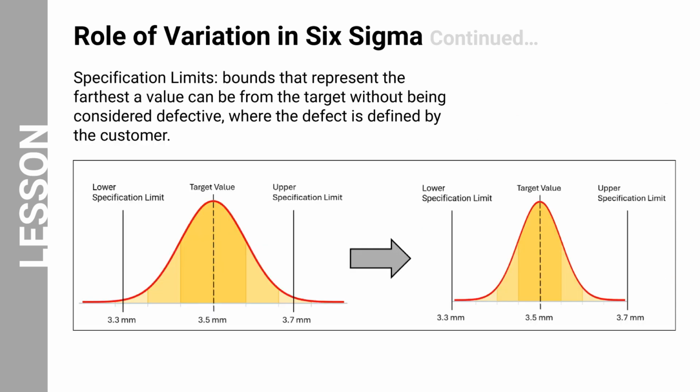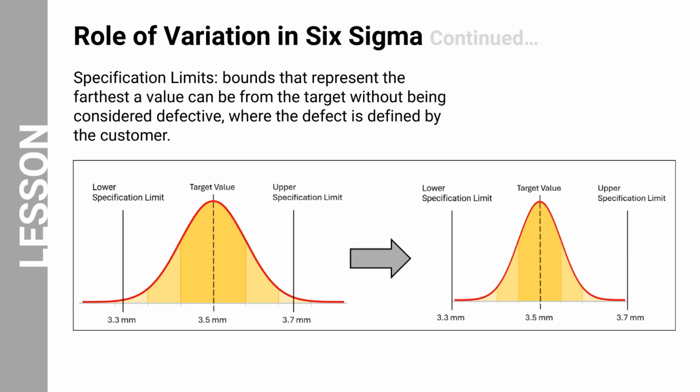Specification limits are bounds that represent the farthest a value can be from the target without being considered defective. Specification limits mark the point at which customers refuse to buy the product because it doesn't meet their requirements. For the car fender, the specification limits of the gap might be 0.2 millimeter larger and smaller than the 3.5 millimeter goal. The figure on this slide illustrates two normal distributions with identical means and specification limits.